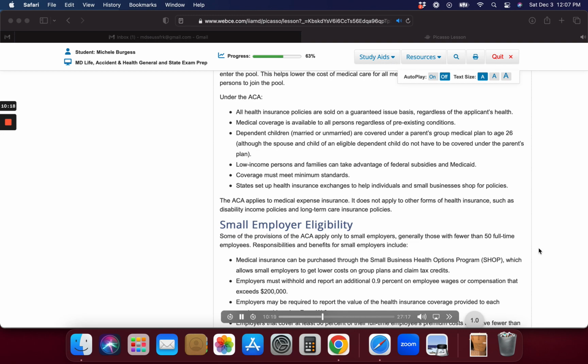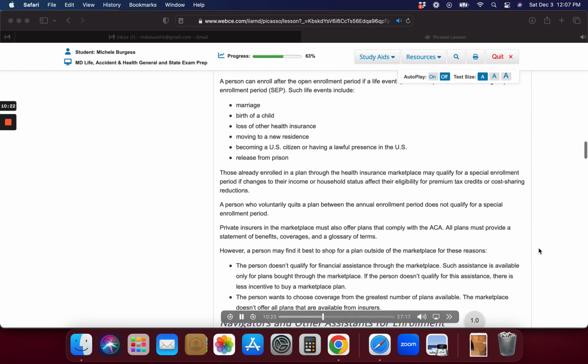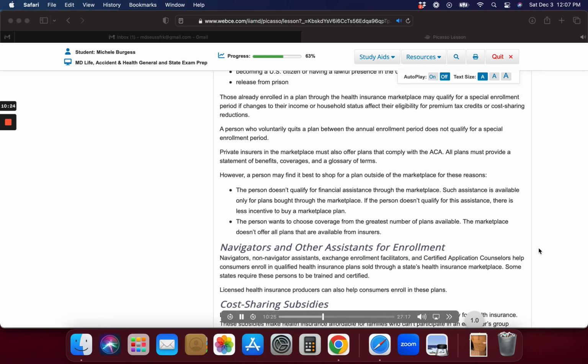Those already enrolled in a plan through the health insurance marketplace may qualify for a special enrollment period if changes to their income or household status affect their eligibility for premium tax credits or cost-sharing reductions. A person who voluntarily quits a plan between the annual enrollment period does not qualify for a special enrollment period. Private insurers in the marketplace must also offer plans that comply with the ACA. All plans must provide a statement of benefits, coverages, and a glossary of terms.